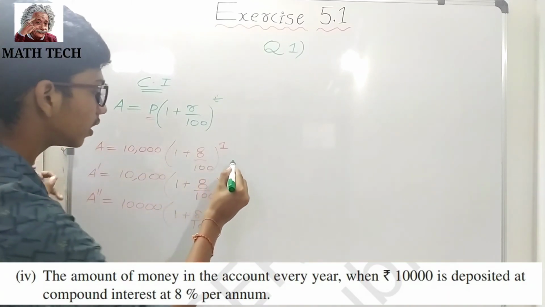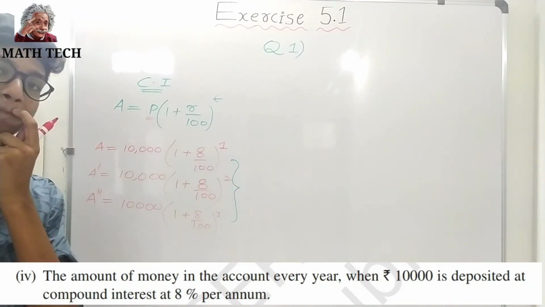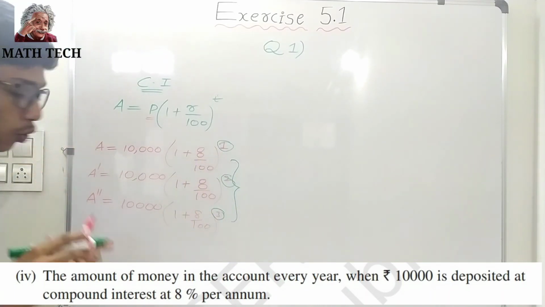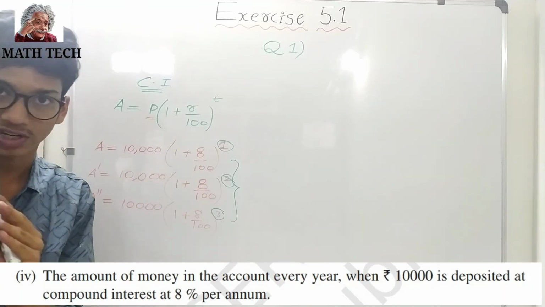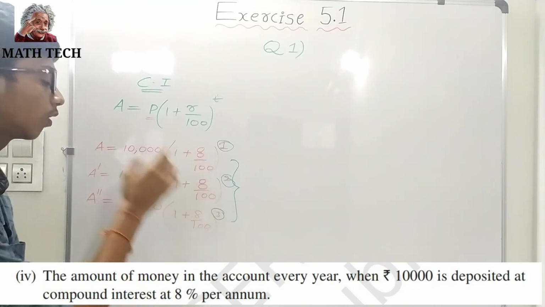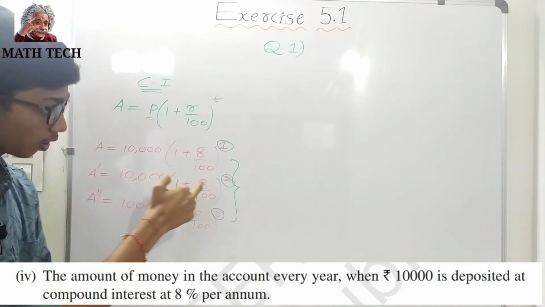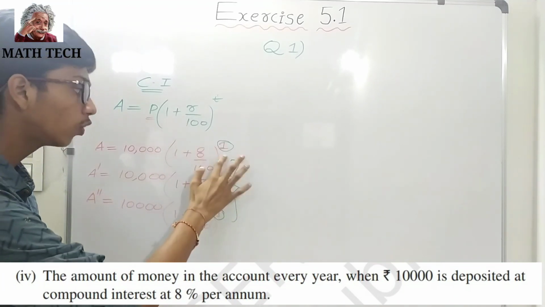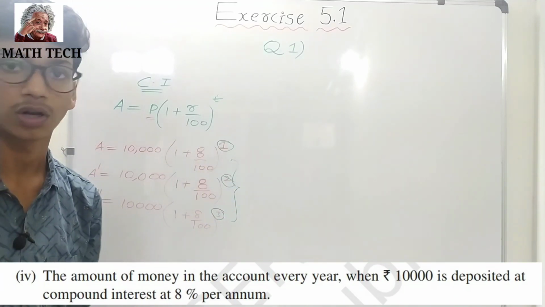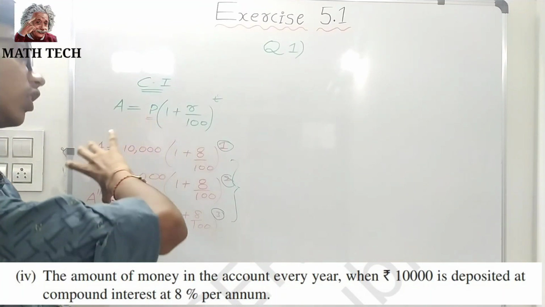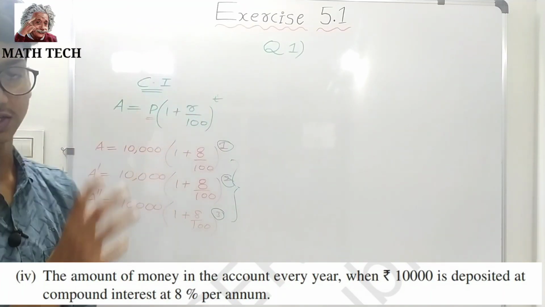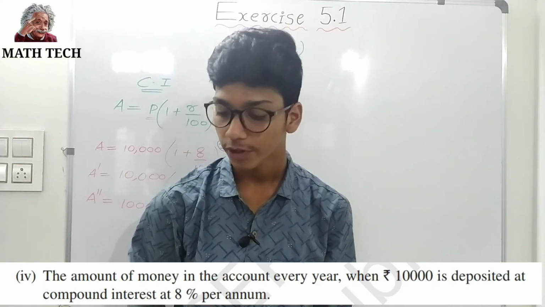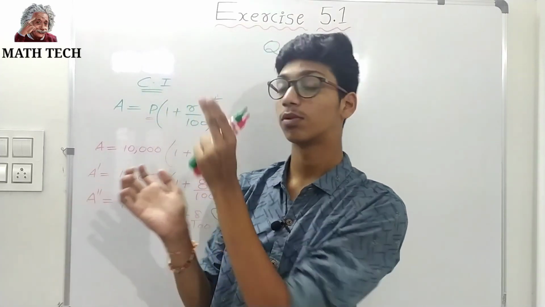So here if we compare these three, the power is increasing: 1, 2, 3. So we can say clearly that it is not in the arithmetic progression. If you calculate this and see the difference between the two consecutive terms, the difference is not equal. So we can say that the fourth part of question number 1 is not in the arithmetic progression. Okay, so I hope question number 1 is clear.